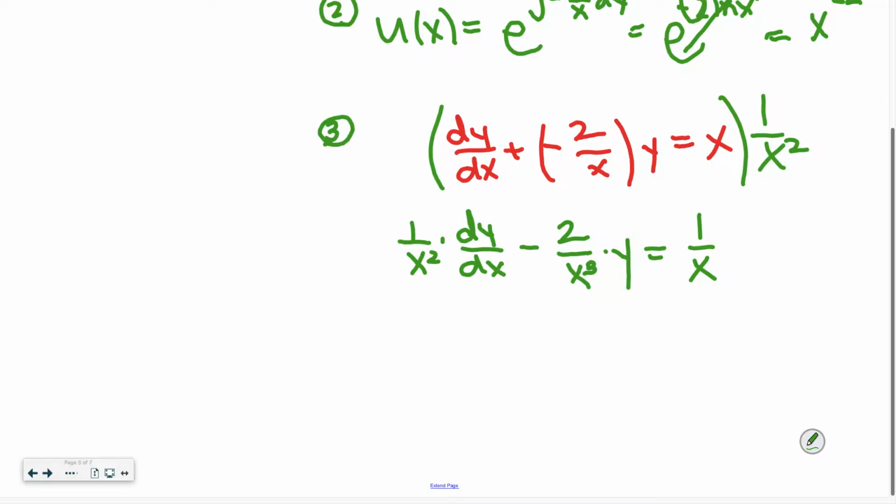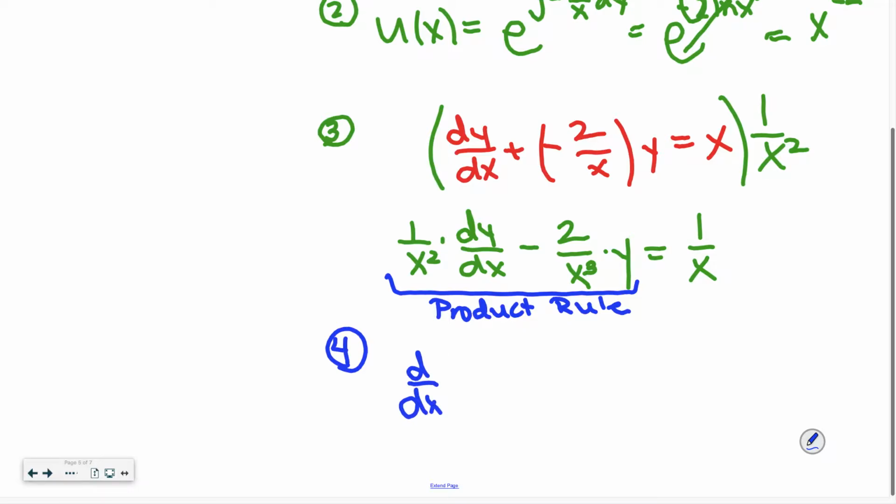Okay. Every time, right here should look like a product rule. Do you recognize it? Yes. Okay. It is the product rule of which two functions? u of x and y. u of x and y.